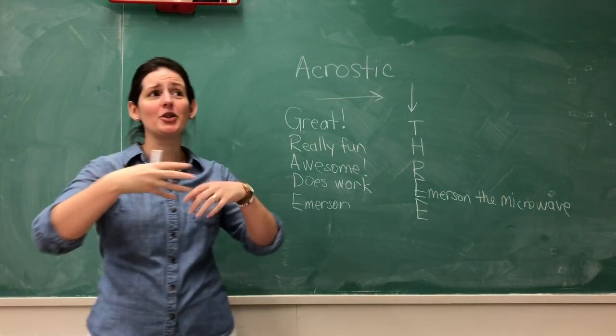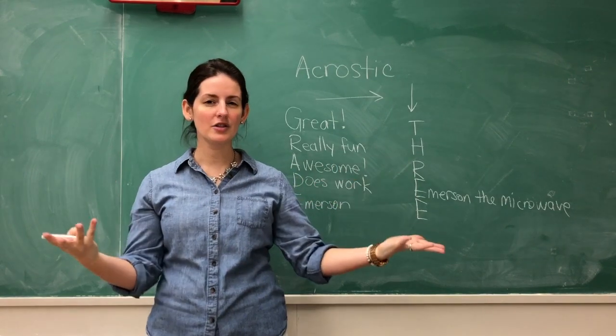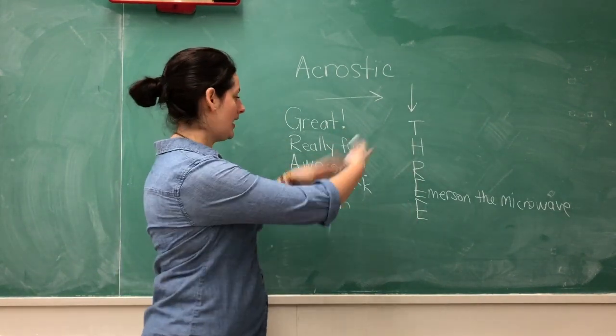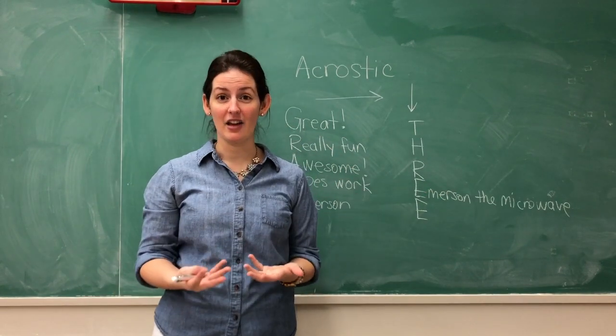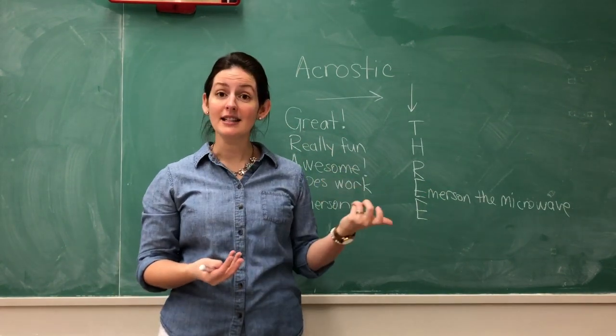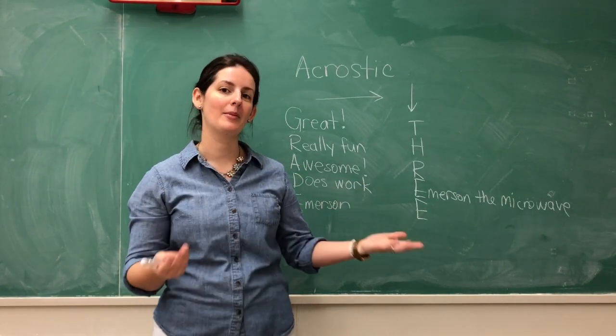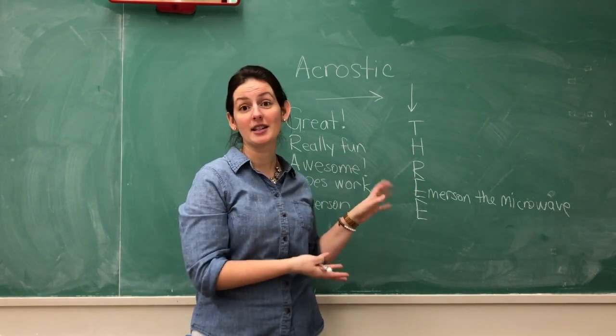So the idea is just to almost brainstorm about your topic. So my topic is grade 3, and then just put a bunch of ideas together. You can write short sentences. You can write words. You can write describing things. So this is what an acrostic poem is.